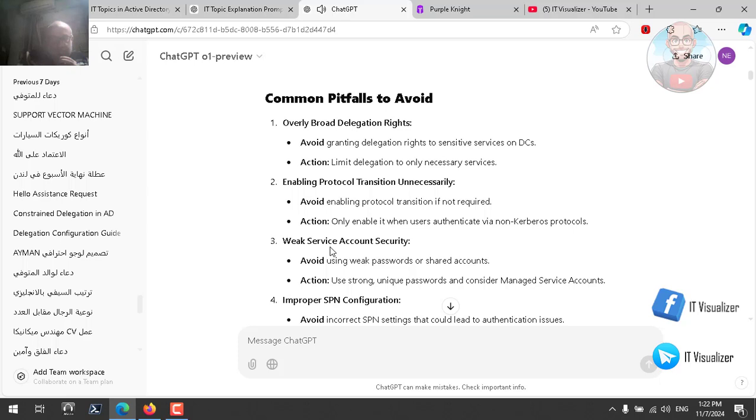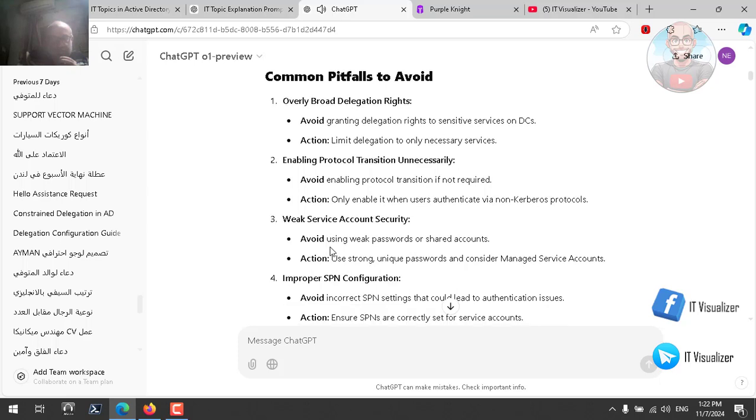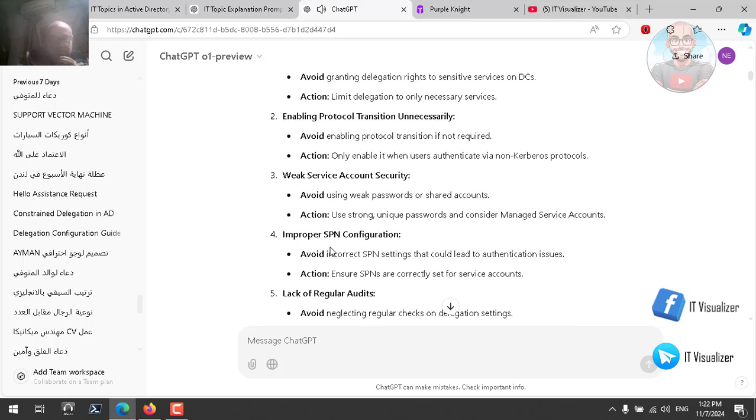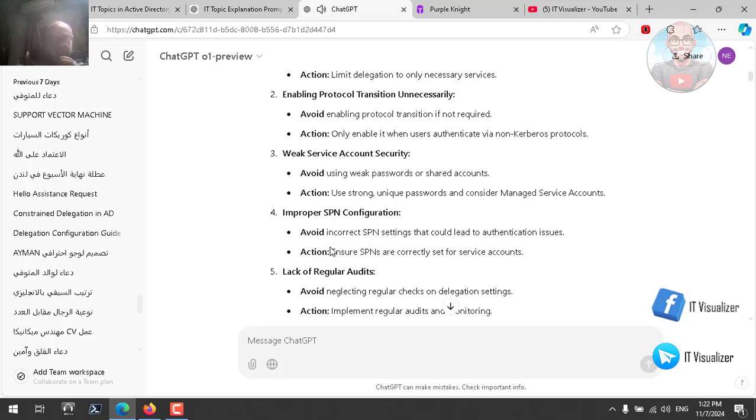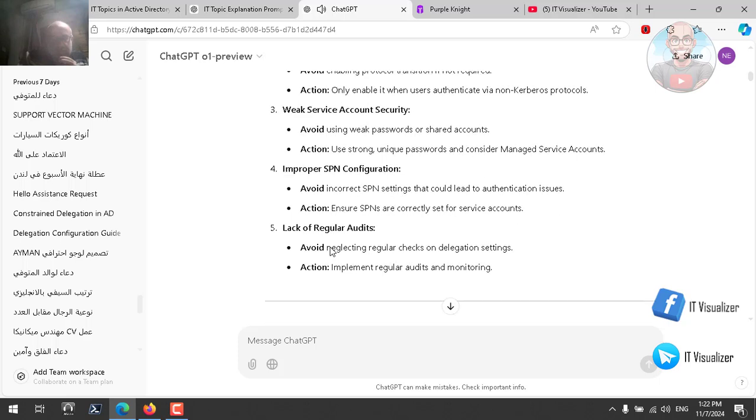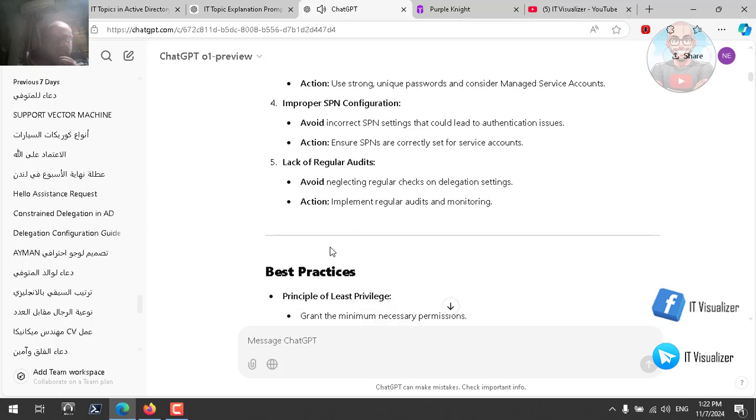3. Weak service account security. Avoid using weak passwords or shared accounts. Action. Use strong, unique passwords and consider managed service accounts. 4. Improper SPN configuration. Avoid incorrect SPN settings that could lead to authentication issues. Action. Ensure SPNs are correctly set for service accounts. 5. Lack of regular audits. Avoid neglecting regular checks on delegation settings. Action. Implement regular audits and best practices.